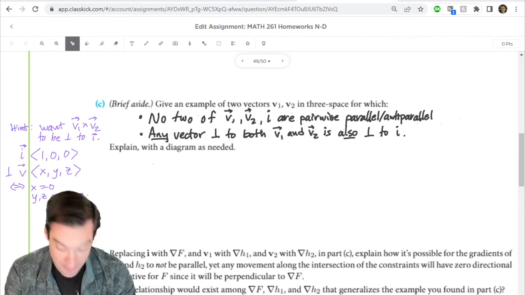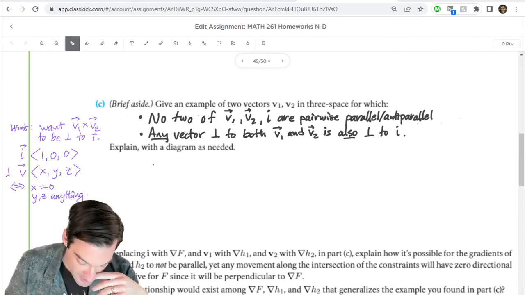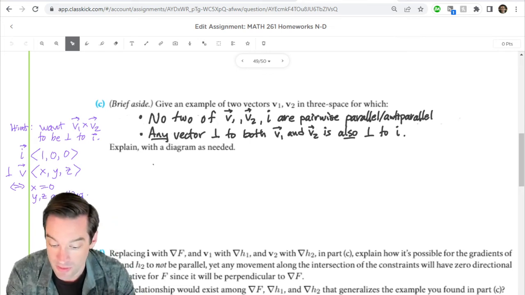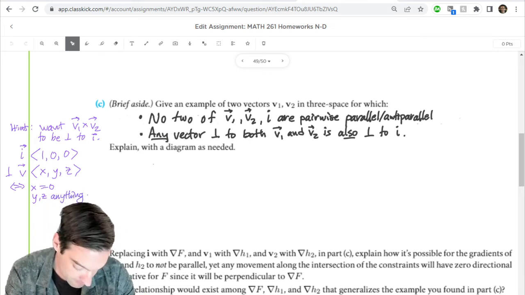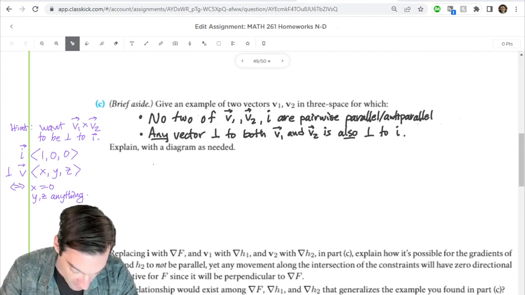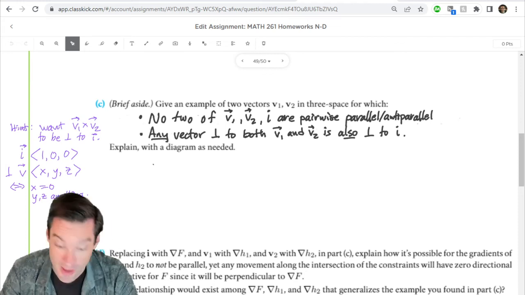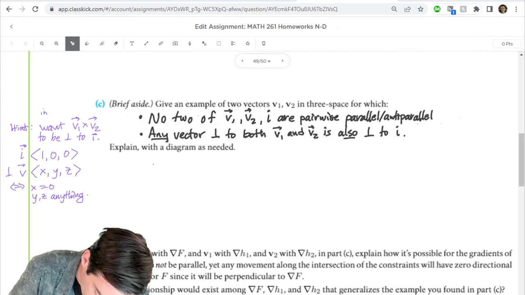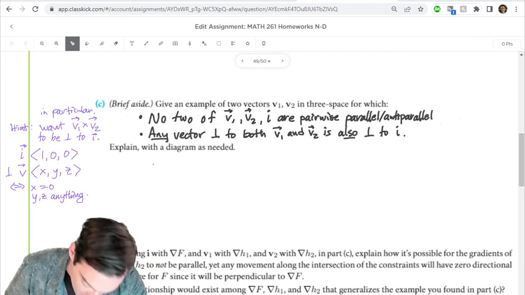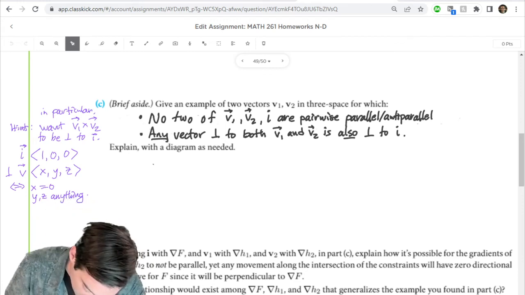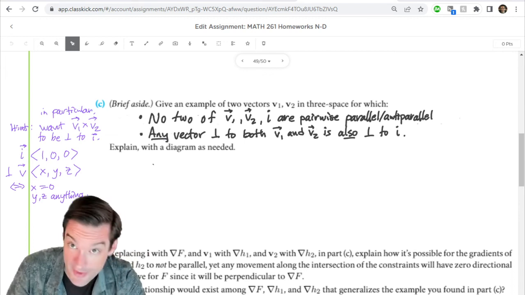So what we'd be looking for then are two vectors v1 and v2 such that their cross product has a 0 in the x component. Because if the cross product has a 0 in the x component, then it's going to be perpendicular to i. We want v1 cross v2 to be perpendicular to i, and so the cross product needs to have a 0 in the x component.